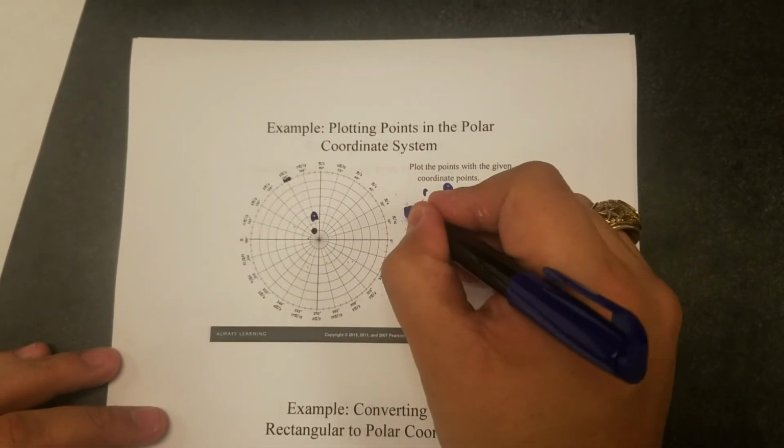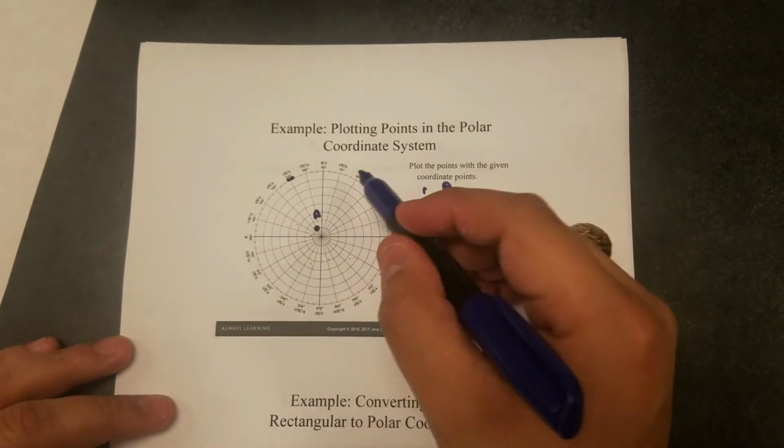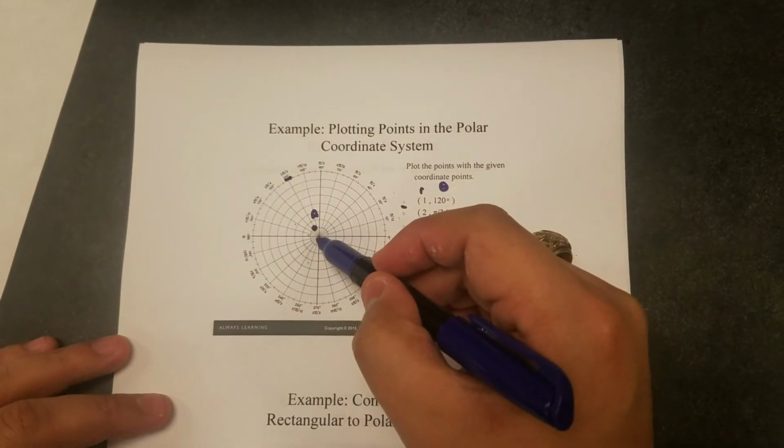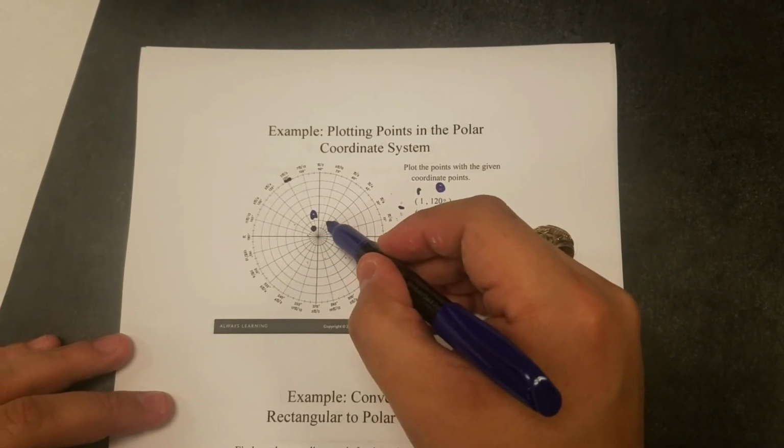We'll call this point A. Pi over 3, so I want to go to pi over 3. Here I am, pi over 3. You go straight to the middle. It's telling me to go 2 out, so 1 and 2.